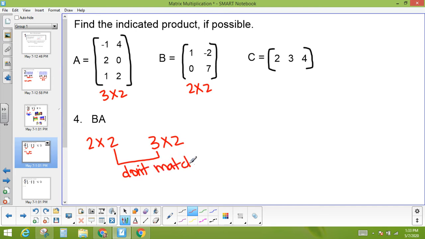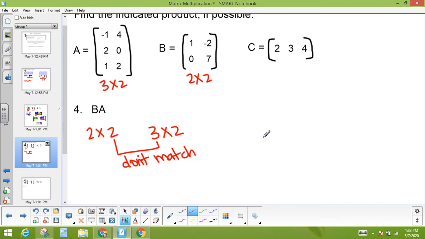All right, so if you tried to follow that process that we just used, you would have rows without columns to multiply by, or you would just have an extra set of numbers. It wouldn't work. So your answer to this is not possible, and we are done.